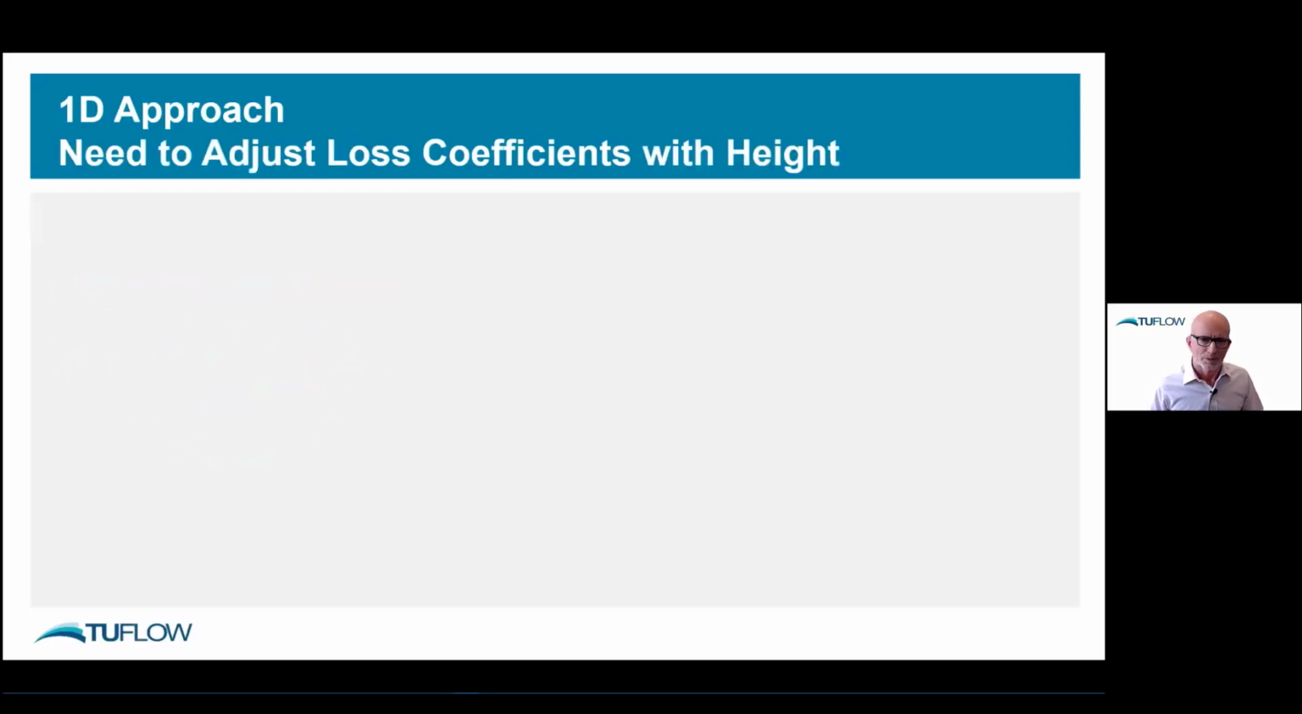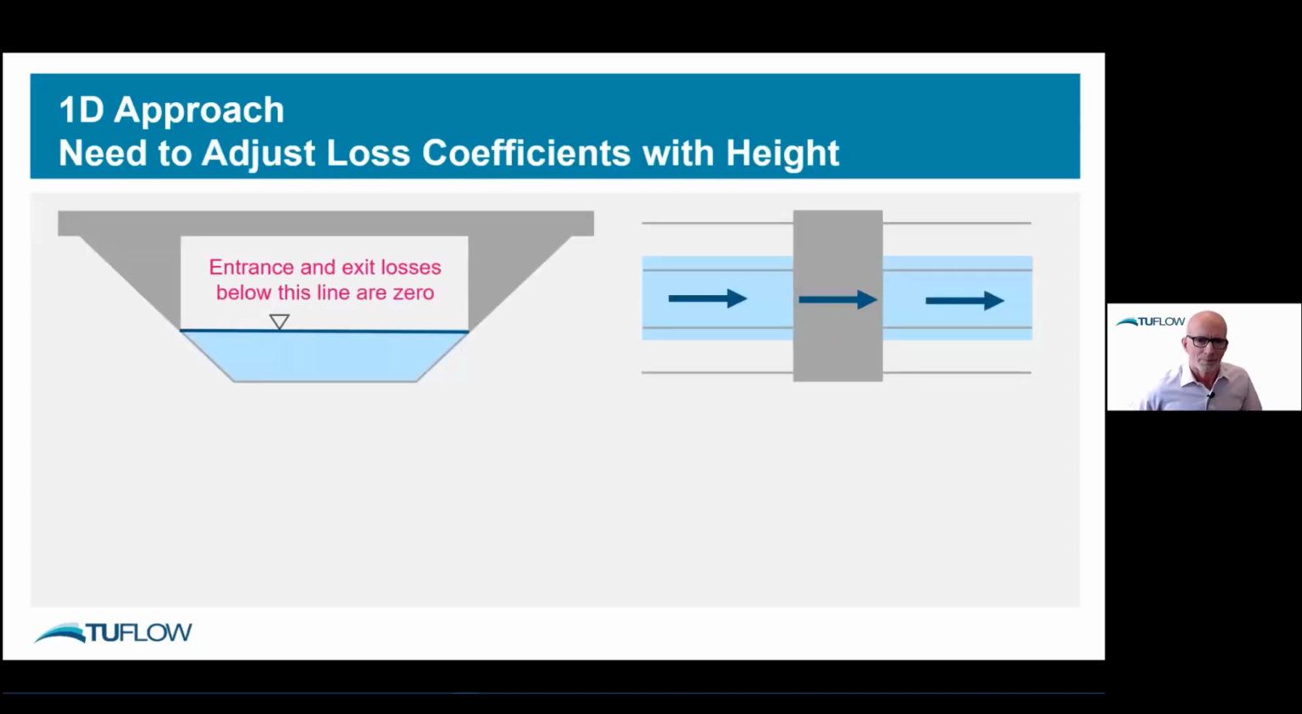But what's probably not so well appreciated, you do need to adjust your loss coefficients with height. And not all 1D schemes do this. So for example, let's take the situation where we have a bridge structure over a trapezoidal channel. Up until this point here, the bridge structure doesn't impede the flow whatsoever. So basically there's no change in velocity through here. The water just carries on its way as if the bridge structure wasn't there at all. So effectively, there's no change in velocity. There are no form losses up until that water level here.